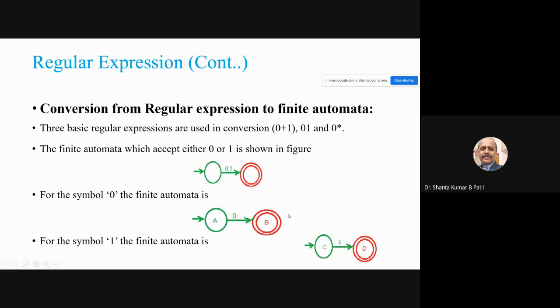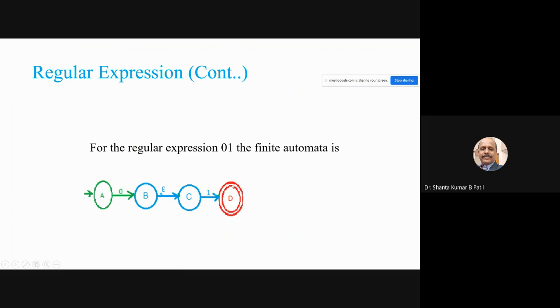In the case of 0 1, from the initial state to the final state, it should pass through both the symbols. So in order to get 0 1, we are joining these two finite automata with epsilon. Hence 0 epsilon 1 from the initial state to the final state. So if it reads the string 0 and 1, it is going to take you to the final state.